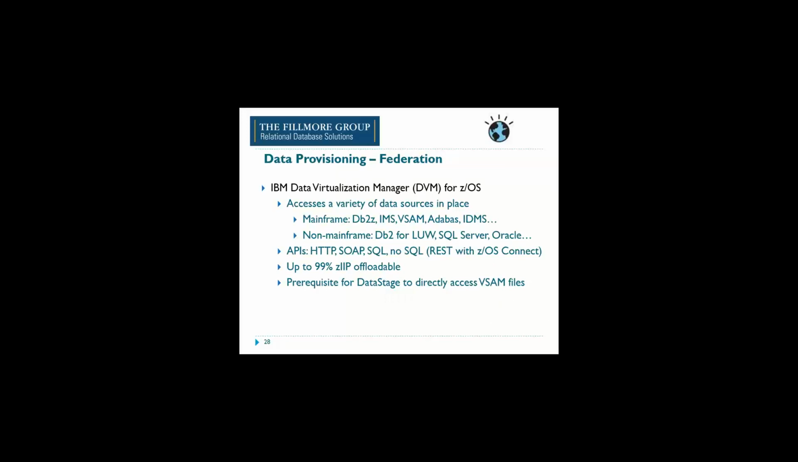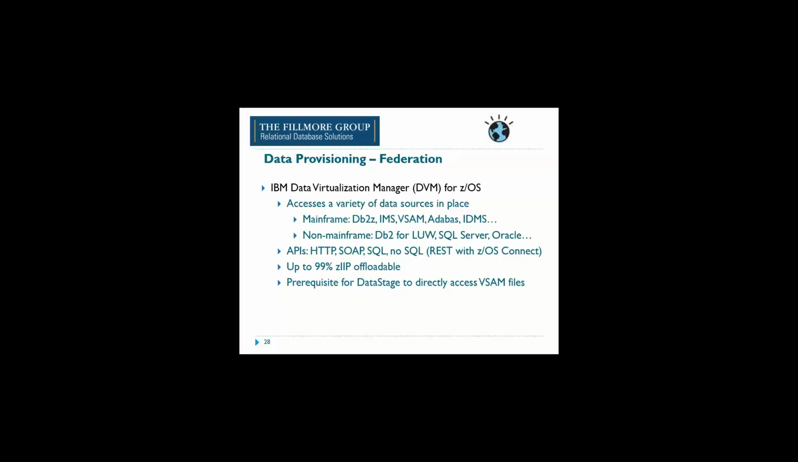There is finally another data provisioning method that I want to talk about in terms of completeness, and that is IBM's Data Virtualization Manager, or DVM. If you've ever used IBM's federation technology, it started out a long time ago as something called DataJoiner. Basically, this is a federation product that runs natively on System z. It accesses a variety of data sources in place, including both mainframe and non-mainframe, and other vendor databases or repositories like Adabas or IDMS, and non-mainframe data sources like DB2 for LUW, SQL Server, or Oracle. Even though it runs on the mainframe, it is up to 99% zIIP offloadable. So again, I can avoid the heavy hand of the central processor utilization by employing something like DVM.